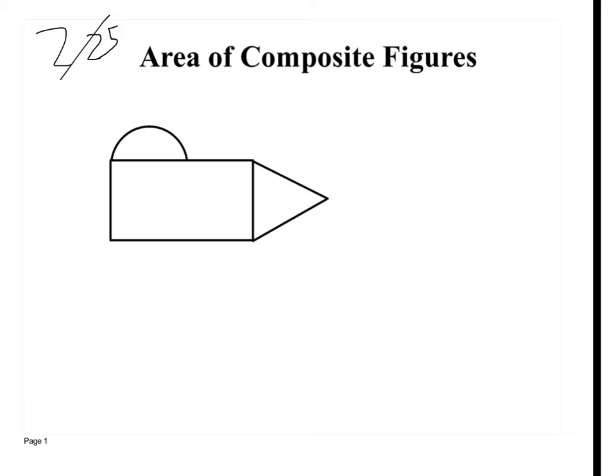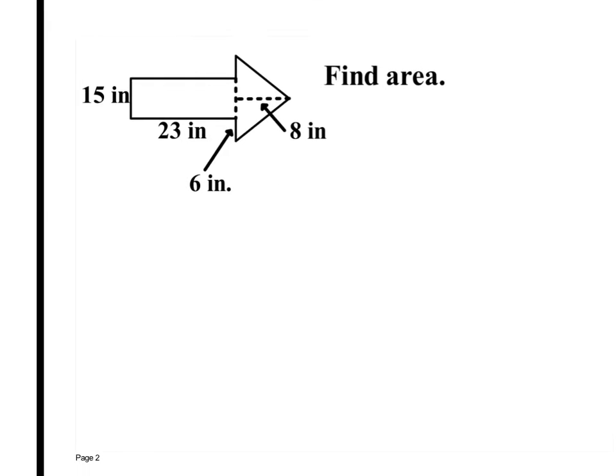Not all backyards or houses are a rectangle, right? Let's say a shed was made like this. So what you do is you find the area of each and you add them up. That's a composite figure. So write this down.